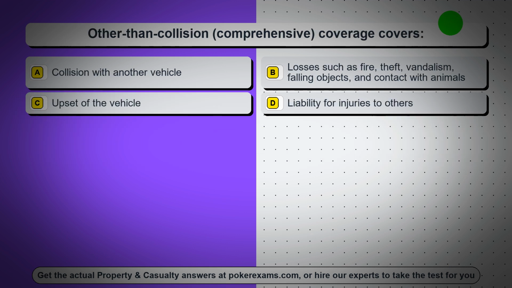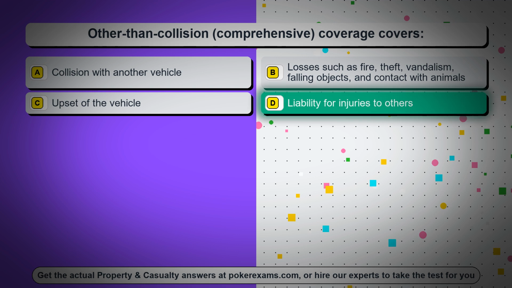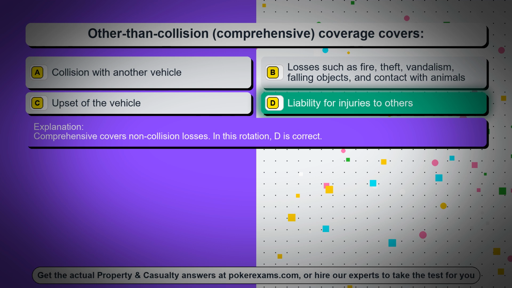Question 49. Other than collision, comprehensive coverage covers: Option A, collision with another vehicle. Option B, losses such as fire, theft, vandalism, falling objects, and contact with animals. Option C, upset of the vehicle. Option D, liability for injuries to others. The correct answer is option D, liability for injuries to others. Comprehensive covers non-collision losses. In this rotation, D is correct.